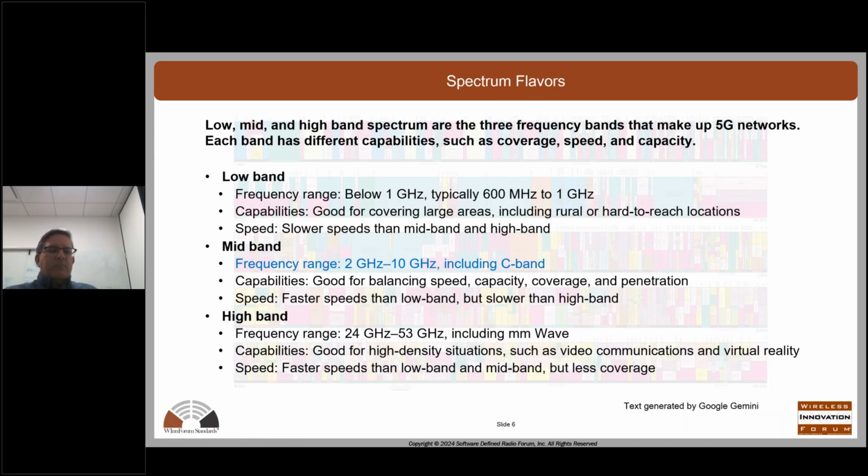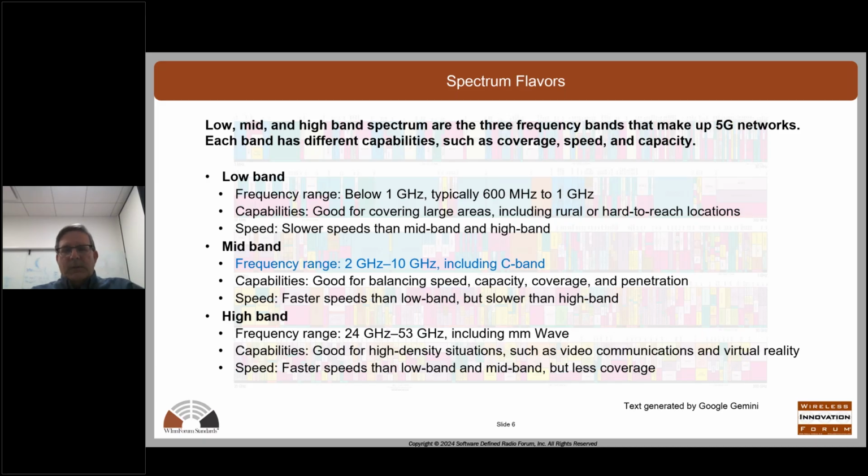Okay, so being a good Googler, I decided to see what Google Gemini could generate when I asked it to explain low, mid, and high band spectrum because I was too lazy to type it out myself. And it actually did a pretty good job. You can divide the spectrum into what's been called, more or less arbitrarily, low, mid, and high band.